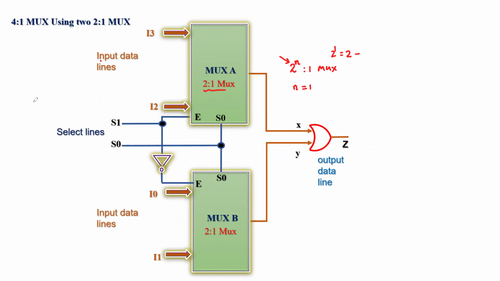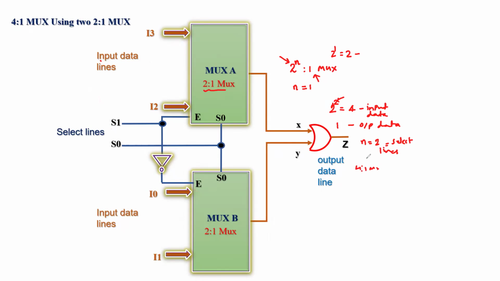Now, for the definition of the 4:1 MUX, again we come back to this formula here. You have got 2 to the power 2, that is equal to 4 input data lines, and one output data line, and this letter n, which is n equal to 2, gives your select lines, and that is how you will make a 4:1 MUX.